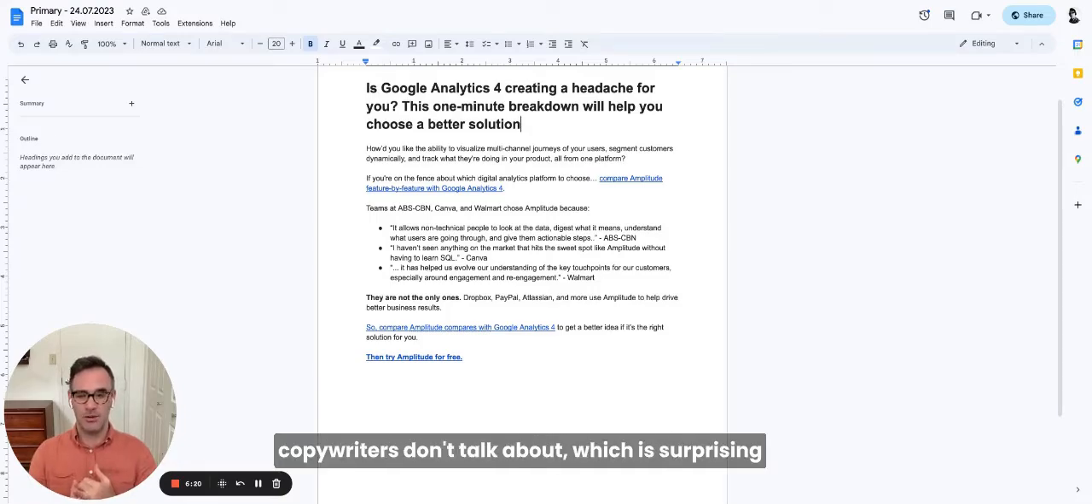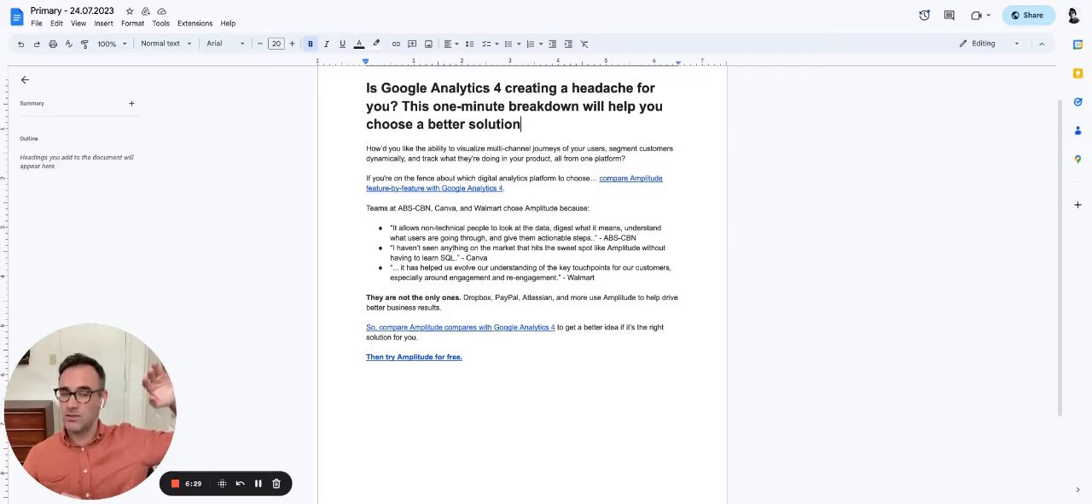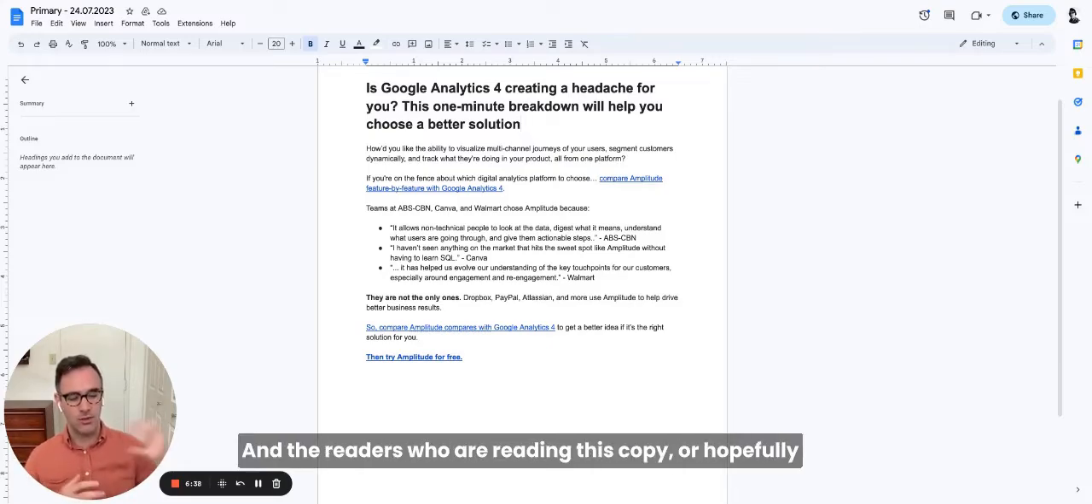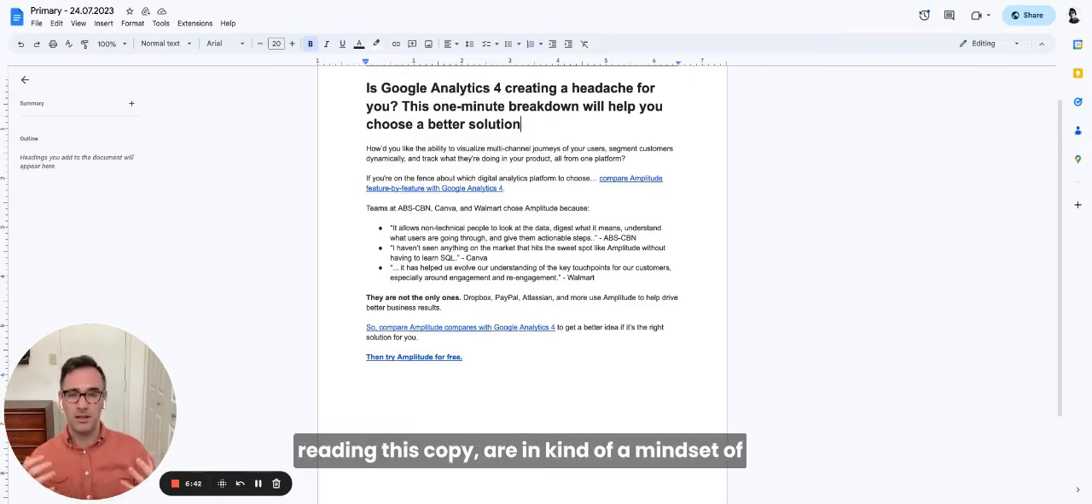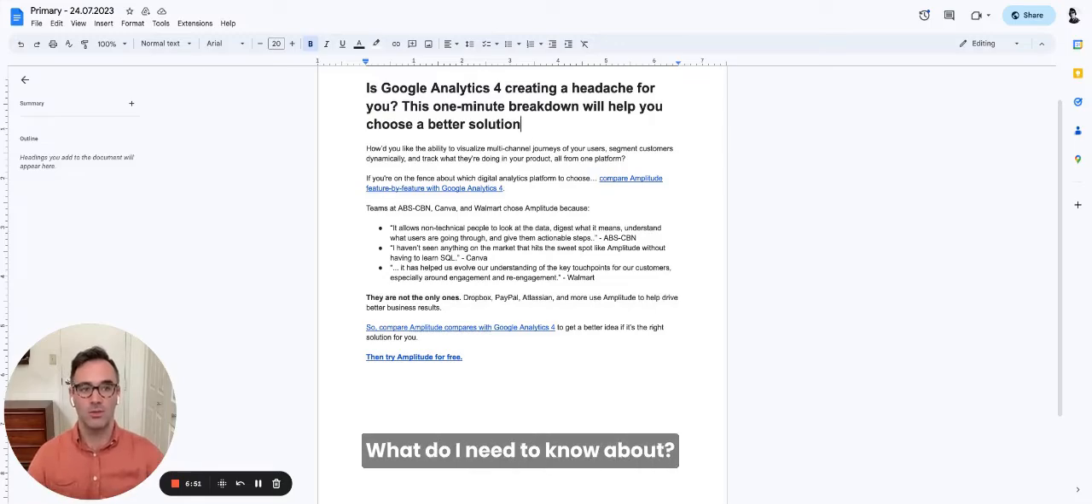This is something that a lot of copywriters don't talk about, which is surprising to me because it's so important. The context of this ad is a newsletter with 2 news features, 2 additional ad placements, 2 content sections, and a little bit more. So there's a lot of friendly competition in that sense. And the readers who are reading this copy, or hopefully reading this copy, are in a mindset of, I'm here. It's like a news mindset, like what's happening, what's going on, what do I need to know about?